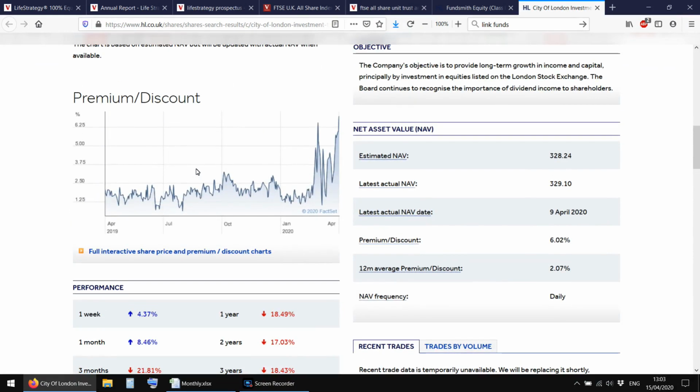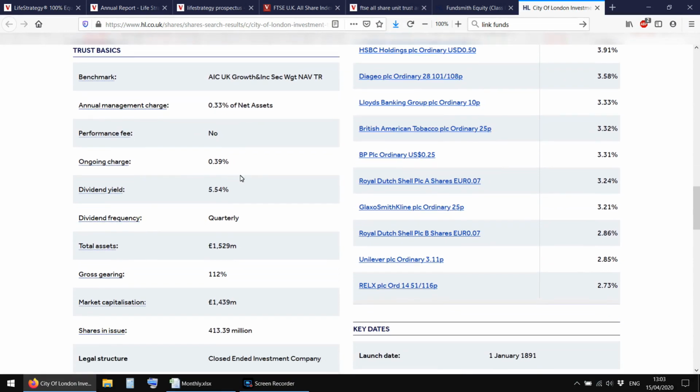So for instance, on City of London's Hargreaves Lansdown sheet, you can see their annual management charge of 0.33% of net assets. But then lower down is the number that I'm looking for, 0.39. That gave me confidence that the 0.39 includes other costs as well as just the management charge. So that's mostly where I got the data.